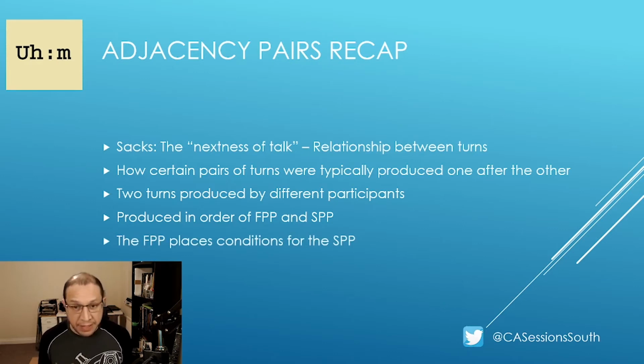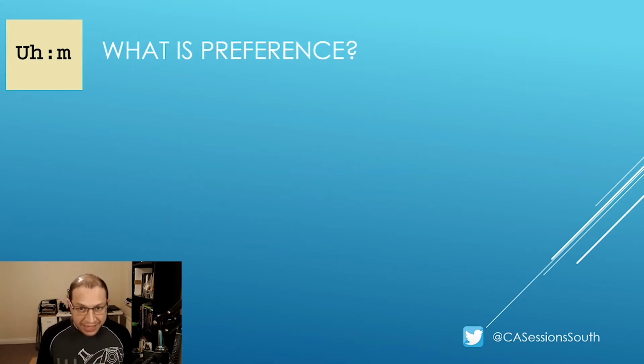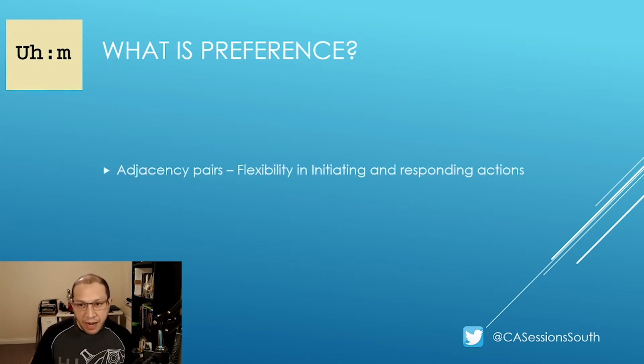And specifically, the production of the first pair part places affordances and constraints upon the production of the second pair part. And it's in these affordances and constraints in adjacency pairs that we might get some indication of preference organization. In adjacency pairs, there are certain amounts of flexibility in how actions are initiated, as well as the ways that people respond to these initiating actions.